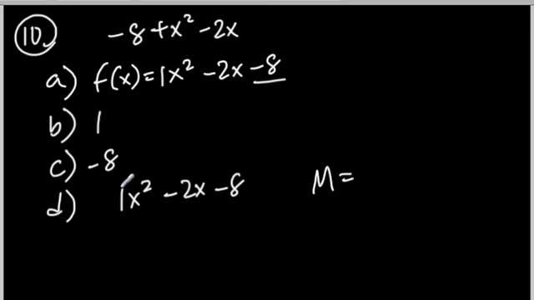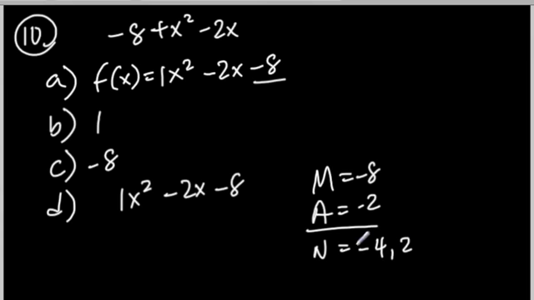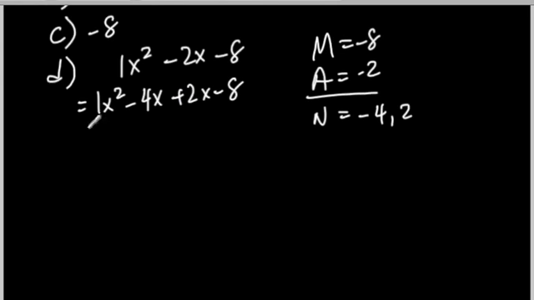So using the man method, we take the first term times the last term. So that's 1 times -8, so it's -8. A is the middle term, so that's -2. And n is the two numbers that multiply to -8 and add up to -2. So the two numbers that do that are -4 and 2. -4 times 2 is -8. -4 plus 2 is -2. So it's 1x squared minus 4x plus 2x minus 8.